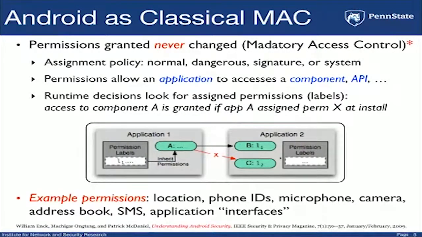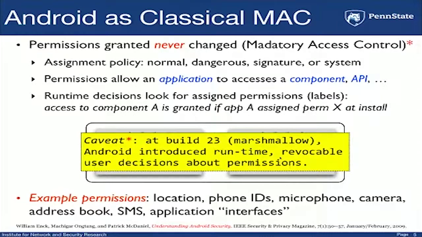Now, security is defined by all of the applications on your phone, as well as all the decisions that are made by a user. It's worth noting that as of build 23, Marshmallow, Android introduced some more discretionary access control, basically runtime revocable user decisions, which gets us a little closer to classical MAC and a little closer to some of the things they're doing in iOS. So that is just kind of a setup.